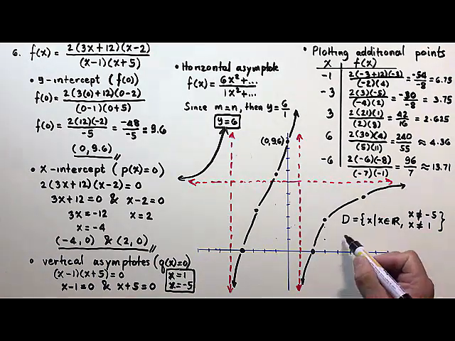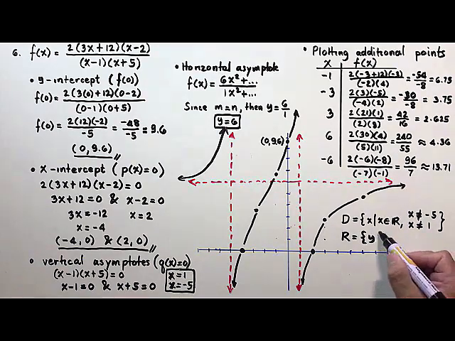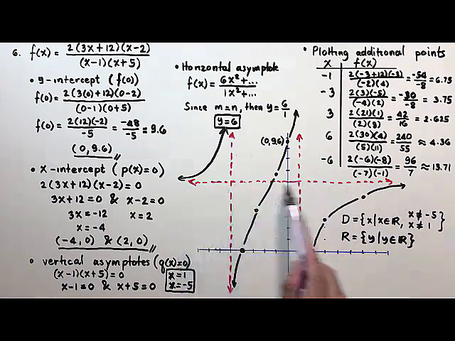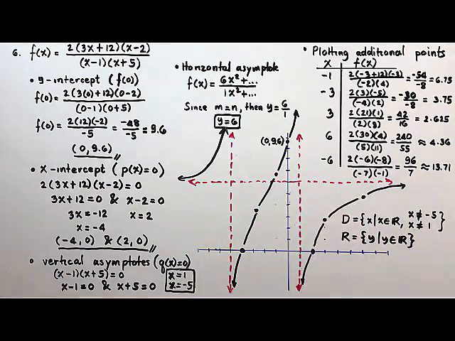So what is the range of the function? The range is the set of all y such that y is a real number, which means that the function can take all y values. Although this is our horizontal asymptote, the graph crosses it at this point here.